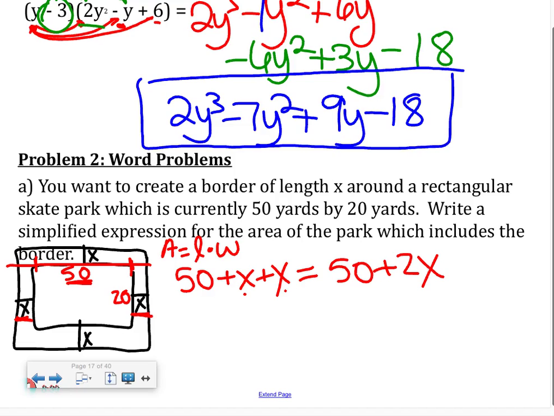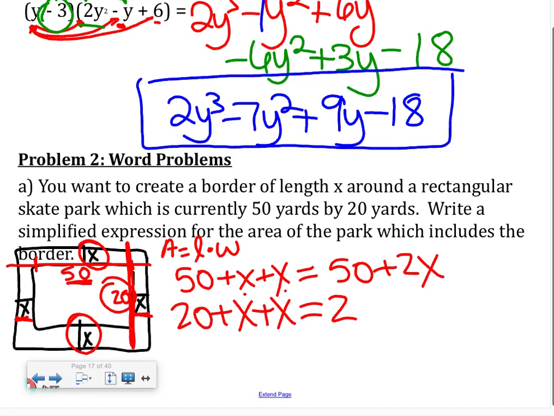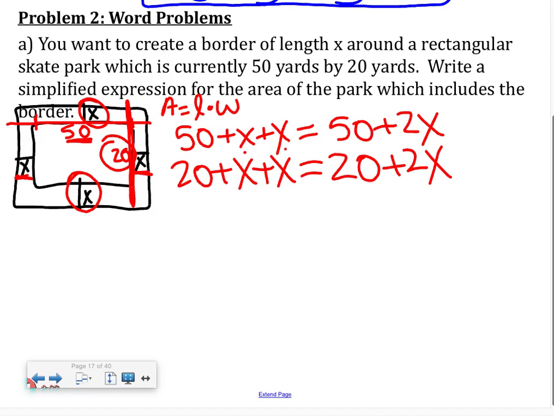I then have my width. So that's now all the way across here. And again, I have this 20 plus this x and this other x. So again, what we really have is 20 plus x plus x. But again, we're algebra students, so that's not really how we would show that. We'd say 20 plus 2x. So those are our new dimensions, our new side lengths.